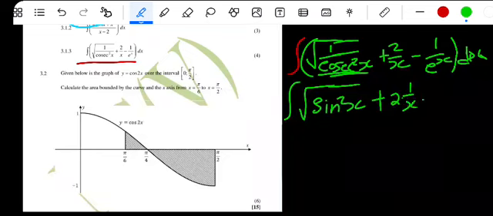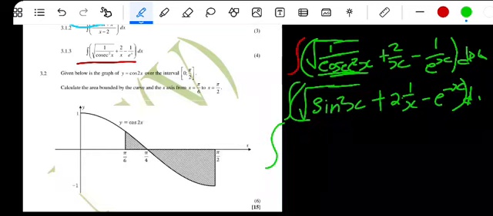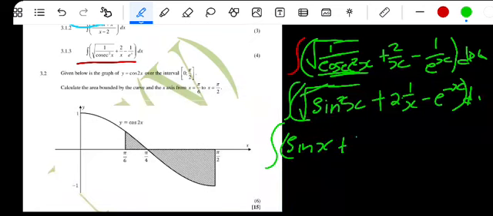Then we have this guy, we'll take the exponents to the top. We'll have e to the minus x all over this, multiplied by dx. So we'll have again the integral, the square root and square will cancel. We'll have sine x plus 2 multiplied by 1 over x minus e raised to the power of minus x dx there.